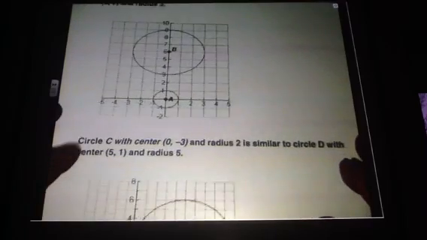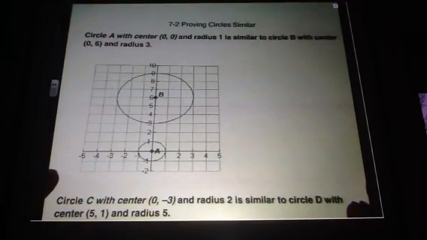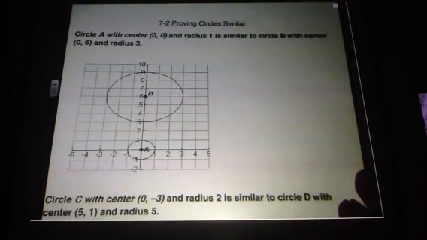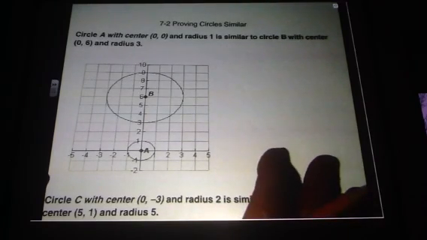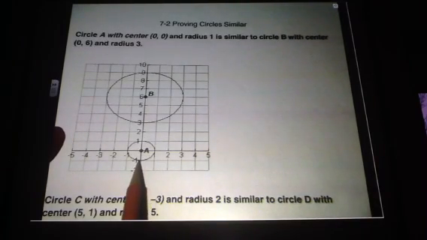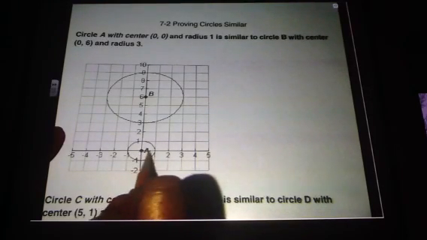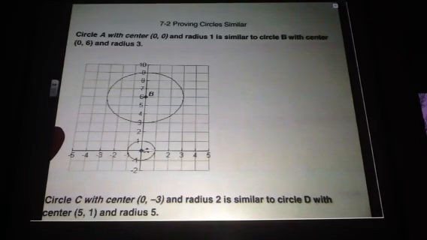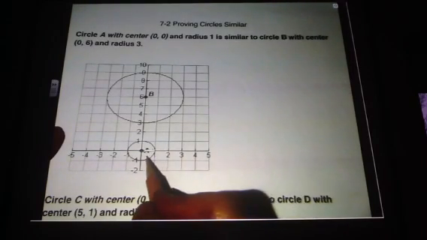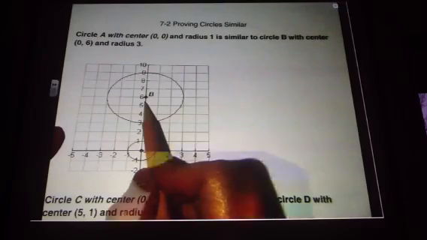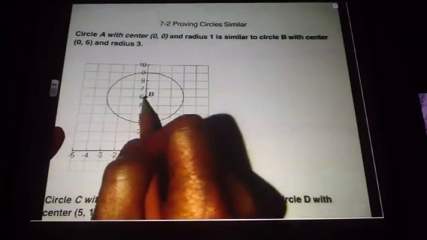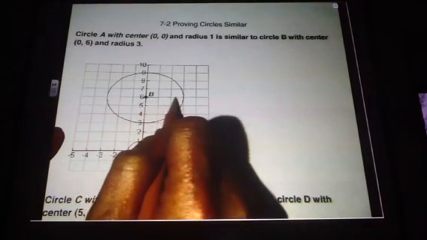To do the second part of 7-2, it's proving circles similar. Circle A, right here, the center at the origin, 0, 0, has a radius of 1. And it's telling us it's similar to circle B, with center at 0, 6, with radius of 3.